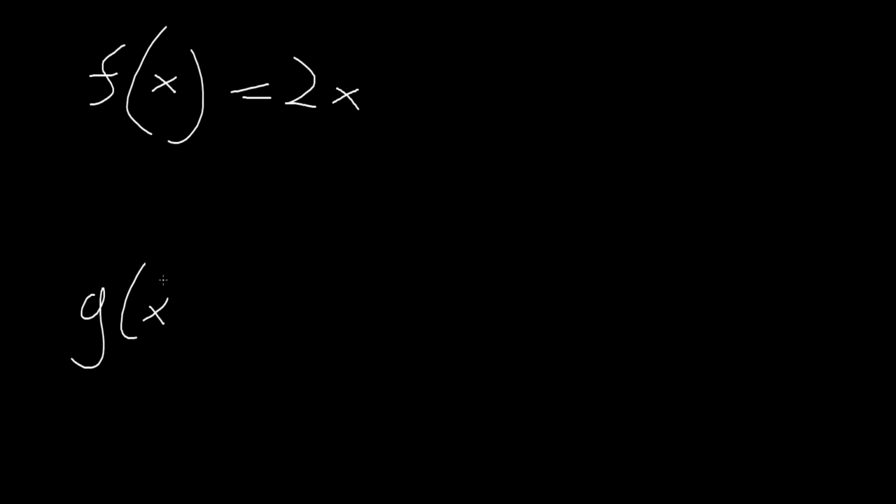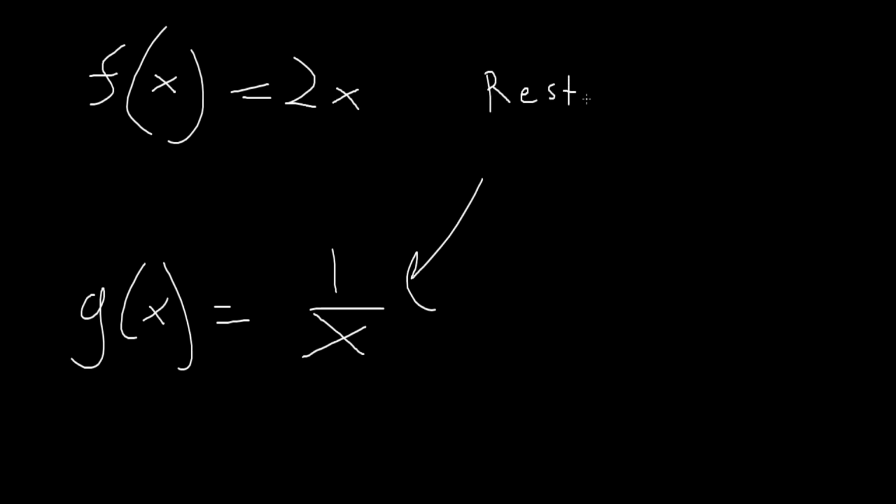Meanwhile, let's say g of x. So functions can have different names. This one's name is f, this one's name is g. So g of x, let's say, is 1 over x. So now this function actually has a restricted domain. There is at least one number I can't plug into this function.